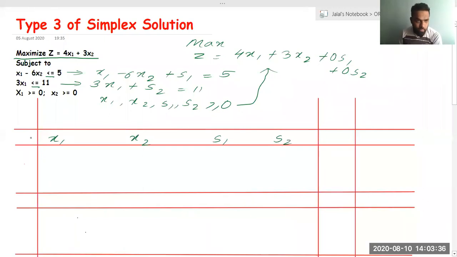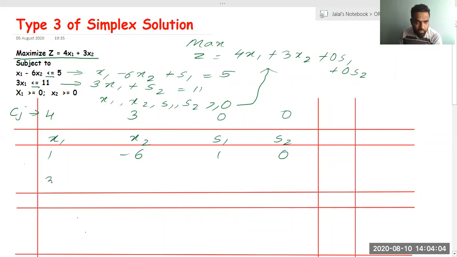Now what we will do is write the values of z, which is called Cj. What are the values of z? The values are 4, 3, 0, 0. Now we will again form this equation with respect to the conditions given and the constraint values: 1, minus 6, 1, 0. Since there are two equations, there are two slack variables, so the identity matrix will be of 2 by 2 order. So we need not worry about it.